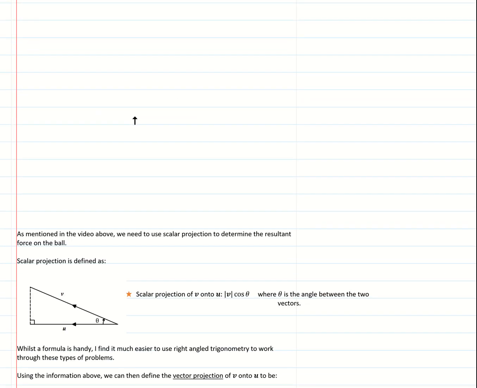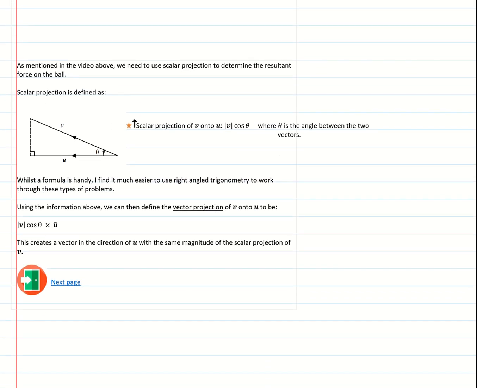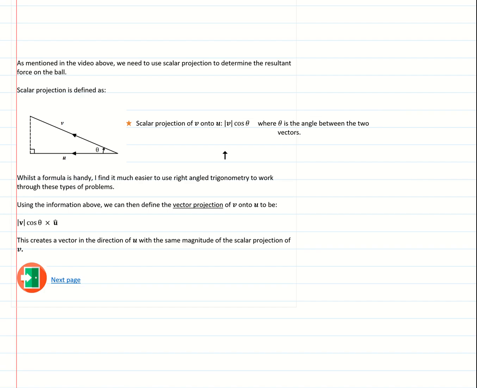So before we have a look at that, I want to go through the idea of scalar projection from a formulaic point of view. The scalar projection of V onto U, so we're projecting the part of V onto U, is equal to the magnitude of V times cos theta, where theta is the angle between the two vectors, as it usually is. So we grab the vector that's being projected onto the other one, take the magnitude of that vector, and then times it by cos theta, where theta is the angle between.